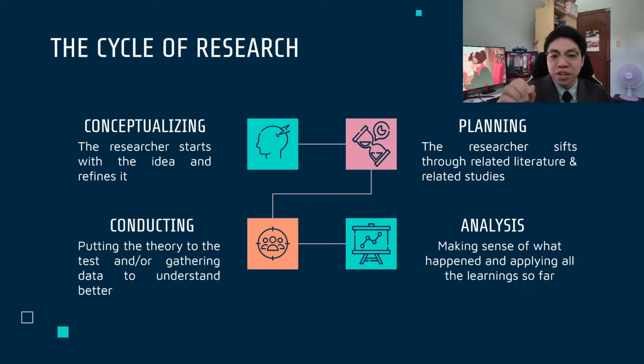So now that the researcher has a plan, an idea on how to do things, now they're going to go about conducting the research. This is putting the theory to the test and gathering data to understand the idea better. And finally, since you have all the data on hand, you're going to start analysis. So you're going to make sense of everything that happened. You're going to apply everything you've learned from the related literature and everything that you've gathered from the data. So you're going to analyze everything. You're going to make sense of what just happened.